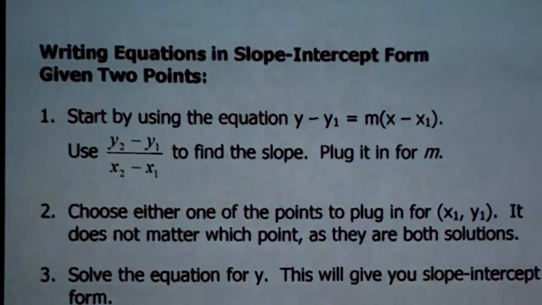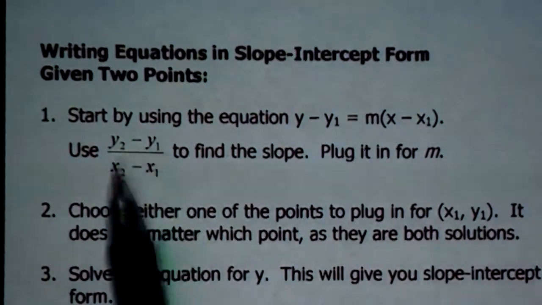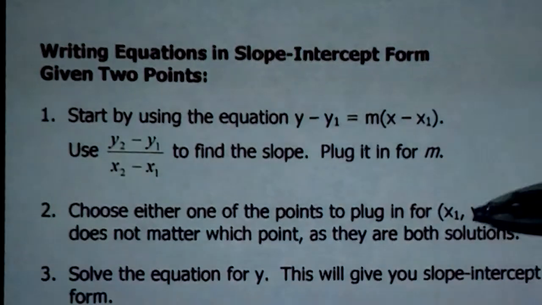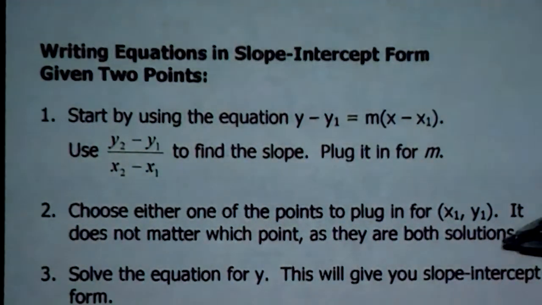So, writing equations in slope-intercept form if you're given 2 points. This time, instead of giving you the slope, I'm going to give you 2 points. But the good news is, you know how to find slope from 2 points, right? You use y2 minus y1 over x2 minus x1 to find the m, and you can choose either one of the points. It doesn't matter. They're both solution points. And you'll solve the equation for y, and that will give you your slope-intercept form.